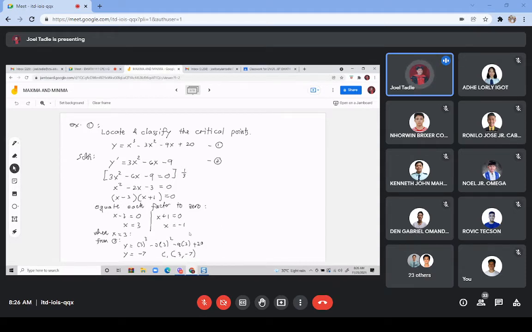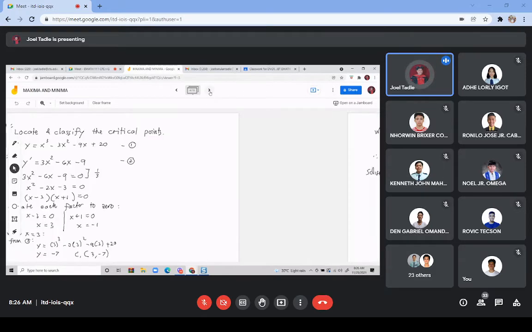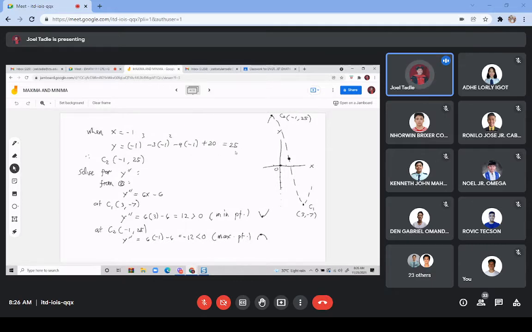Ang second critical point, guys, kaning magamit ta sa value nga negative 1. So ato ni siyang i-substitute back to equation number 1, maka-determine ta og y. So our y is positive 25. So therefore, our second critical point is at negative 1, positive 25. Yeah, to classify whether maximum or minimum, we need to solve for the second derivative, y double prime.